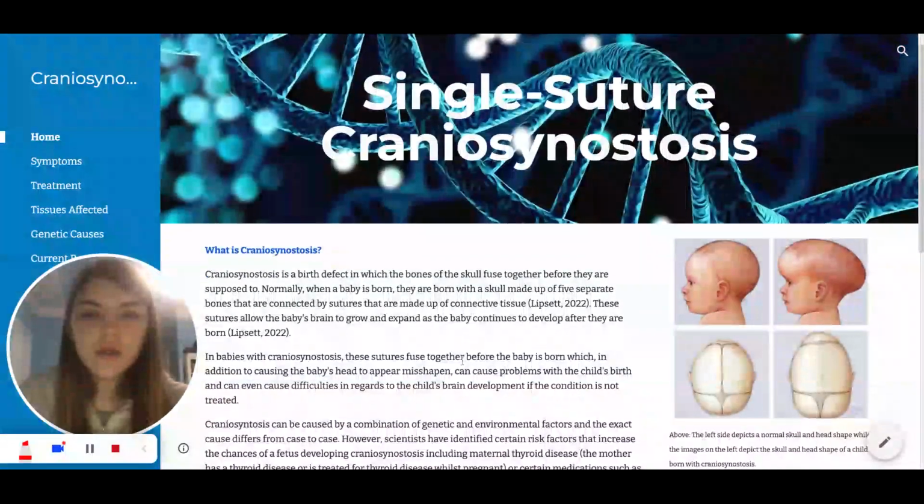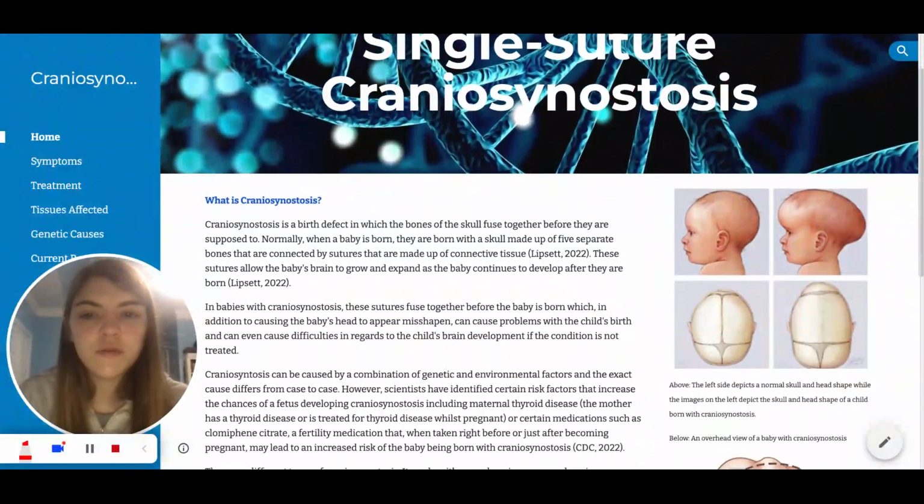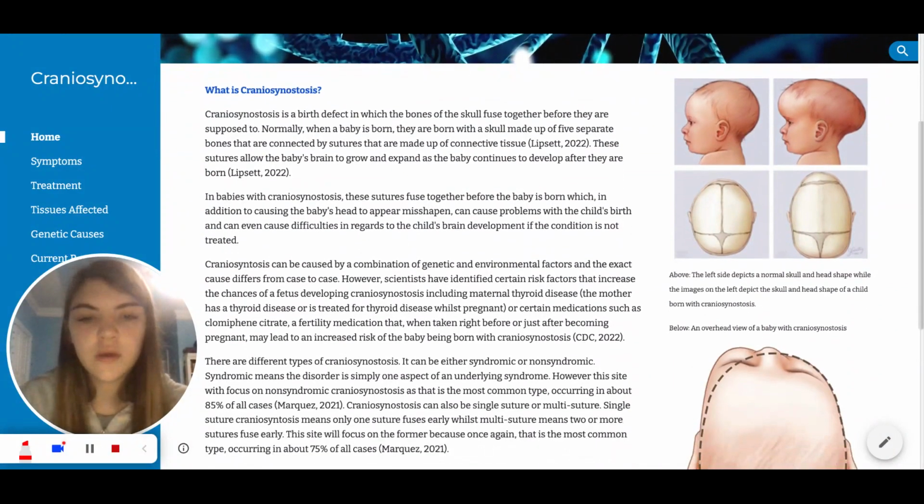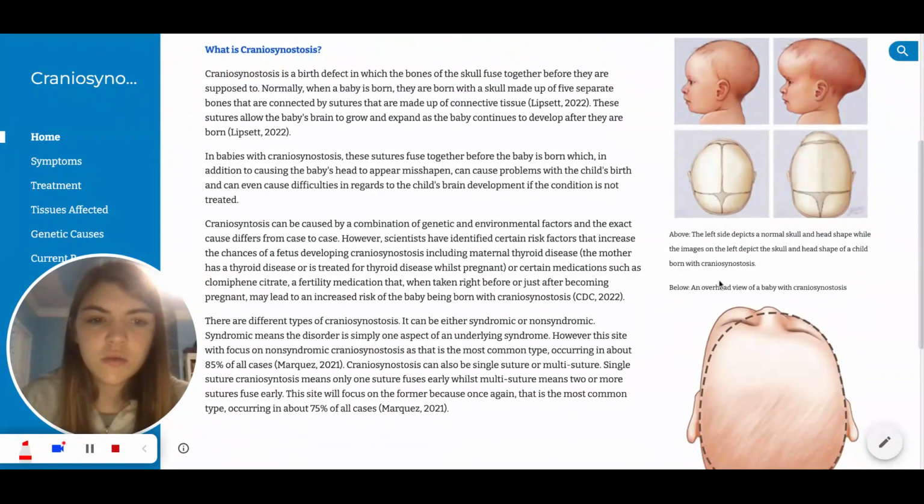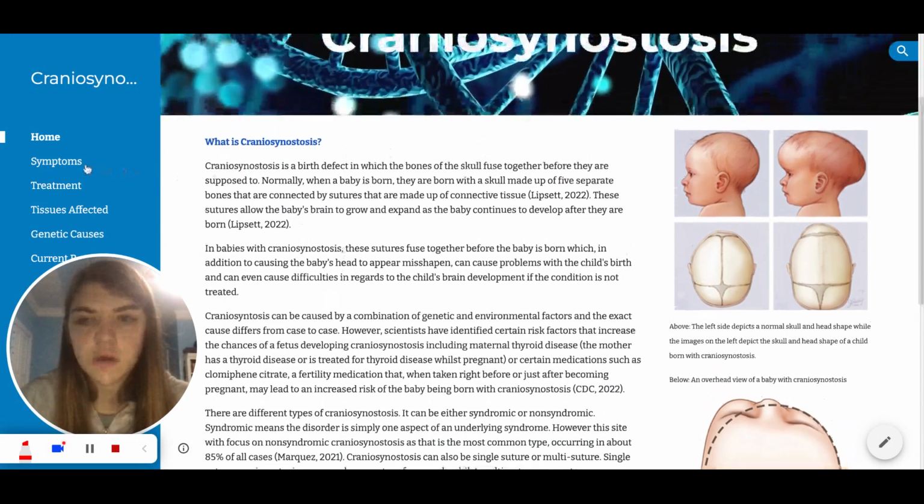This is the homepage, and I went into an overview of what the disease is, what risk factors may be involved, and the different types that could be involved. I specified the type I was going to focus on, which was single suture non-syndromic craniosynostosis. Then I included these visuals that show what a normal skull and head would look like versus what the skull and head of an infant born with craniosynostosis would look like.